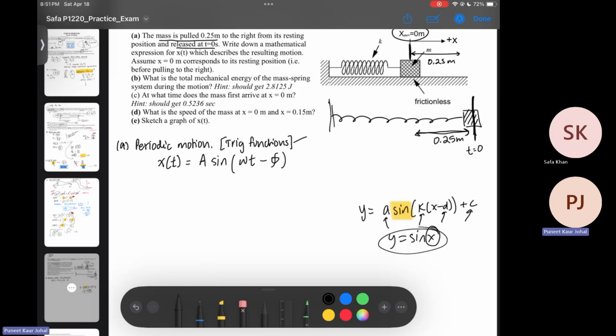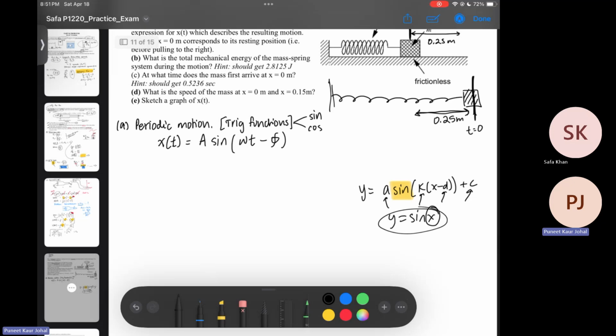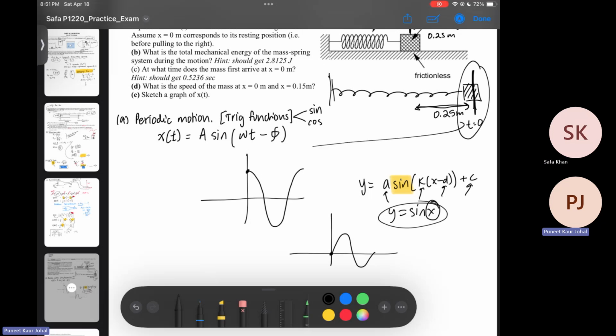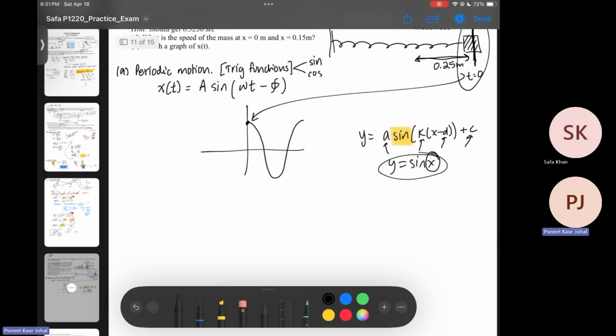By the way, the trig functions can be sine, can be cosine, depends. They used cos here. I think they used it because the cos graph goes like this, right? It starts at a max position. The sine graph starts at equilibrium position, right? So because you're starting here, which is your max position, it corresponds to this. I think that's why they used cos. You just have to replace sine with cos. That's all you have to do. Okay, so that's A and then cos.